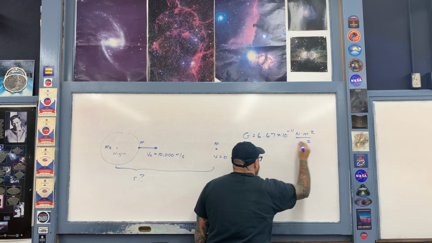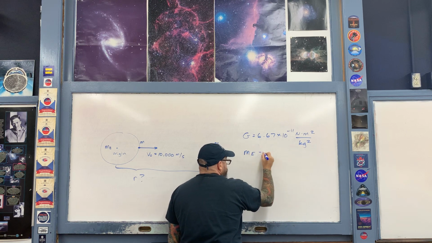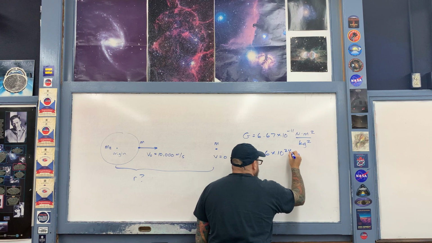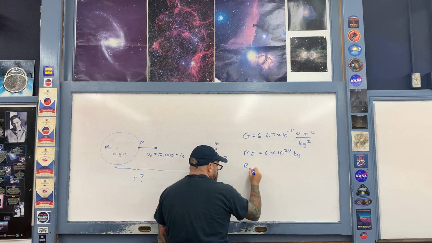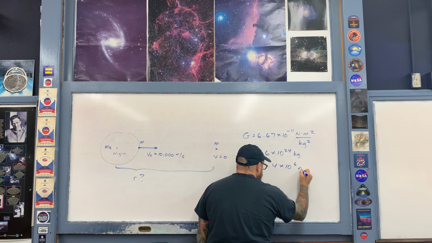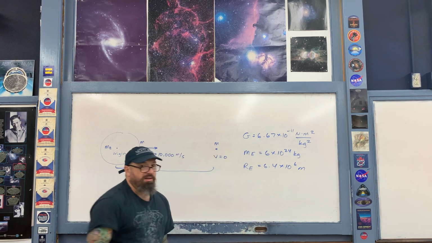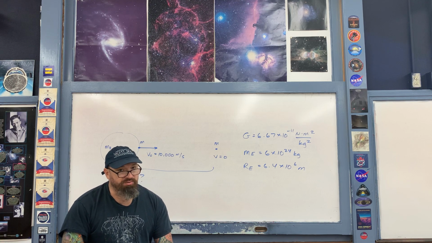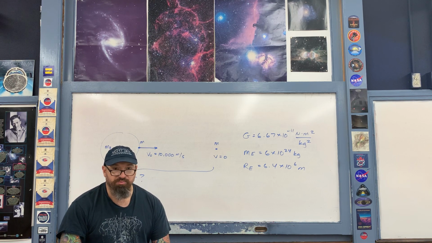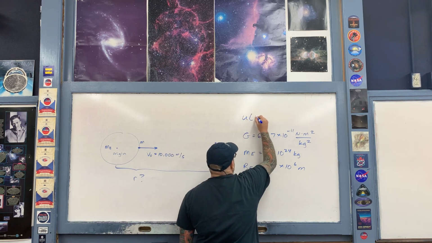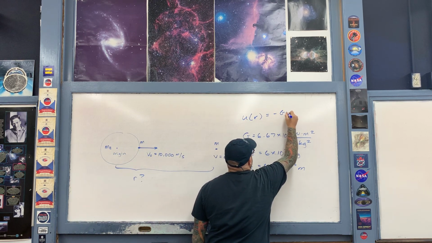We're also going to need the mass of the Earth in this problem. This is 6 times 10 to the 24 kilograms. And a little bit later on, we're also going to need the radius of the Earth. That's 6,400 kilometers, which is 6.4 times 10 to the 6 meters. Now we set up our conservation of energy expression, and in doing so, we have to write gravitational potential energy in its Newtonian form.